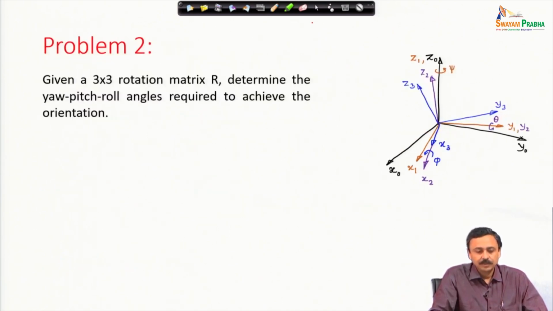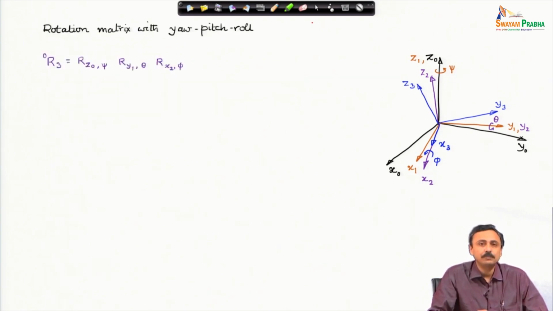Second problem, given a 3 cross 3 rotation matrix R, determine the yaw pitch roll angles required to achieve the orientation. Suppose we are given a 3 cross 3 matrix and it has been generated out of a roll pitch yaw matrix that we have derived. What will be the yaw pitch roll angles that will produce that matrix?